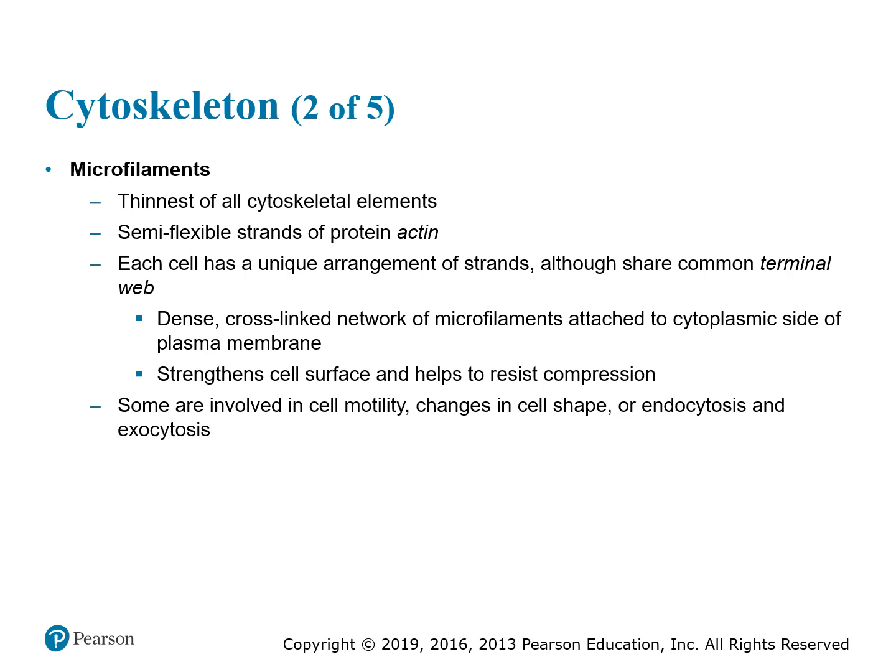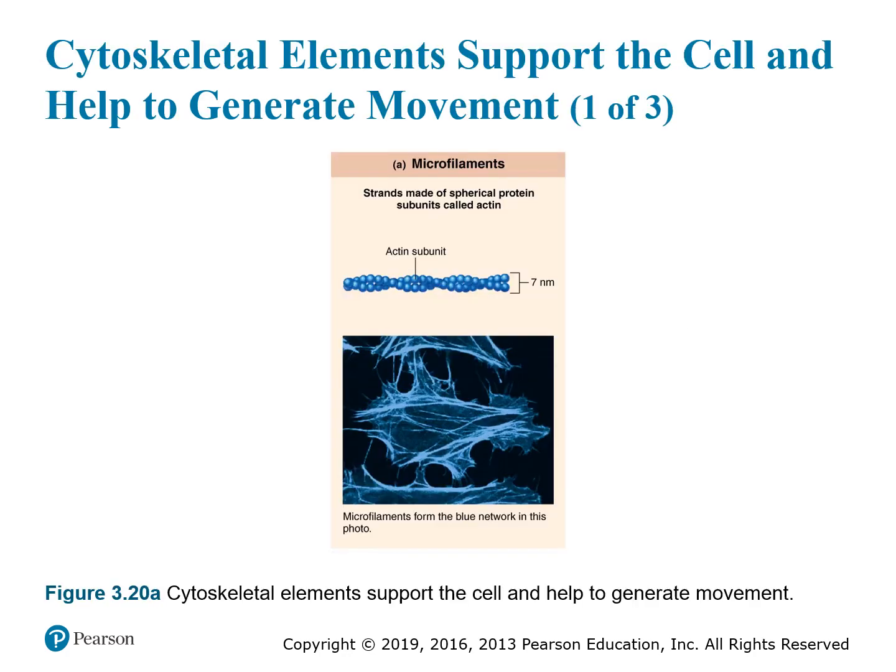Each cell has a unique arrangement but shares a terminal web. This is just a network of microfilaments that basically strengthens the cell surface and helps to resist compression. Some cells use this for motility and also changing the shape, and it can be used to help squeeze off parts of the plasma membrane for endocytosis or exocytosis.